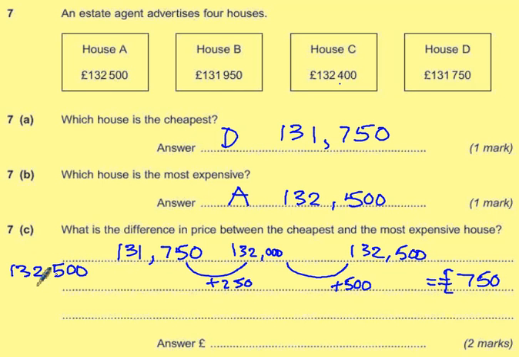We can do it by traditional column subtraction. 132,500 subtract 131,750. 0 take away 0 is 0. 0 take away 5, I will need to borrow a 10 from the next column along. So that becomes 10 take away 5 is 5. 4 take away 7, I will need to borrow a 10 from this column, drop that down to 1, make that 14. 14 take away 7 is 7. 1 take away 1 is 0. 3, 3, 0. 1 take away 1 is 0. So £750 is the difference in price between the cheapest and the most expensive house.